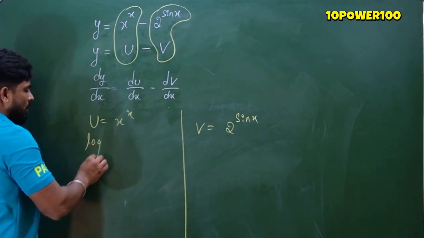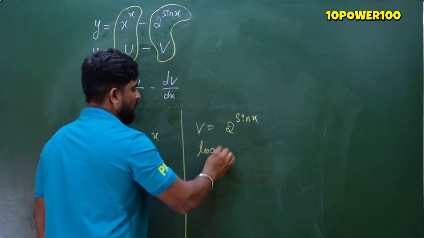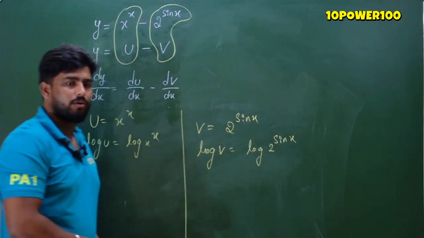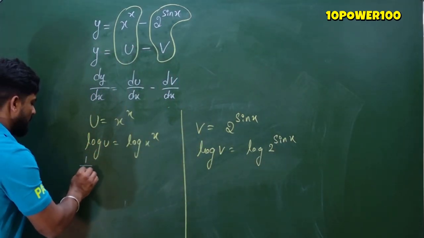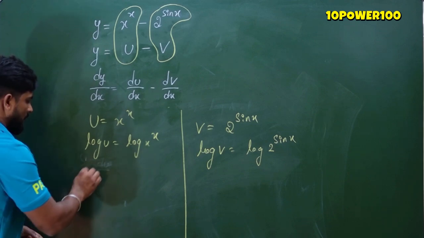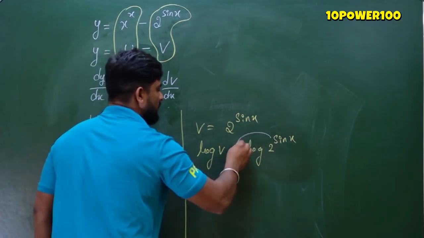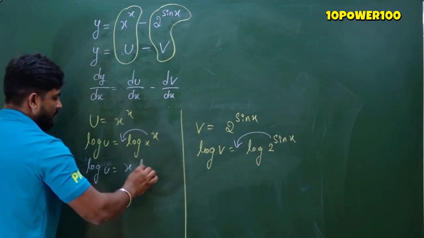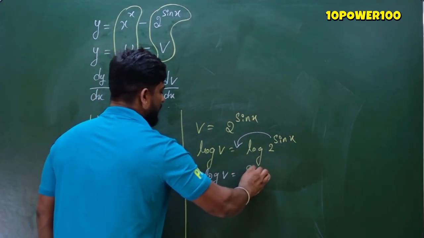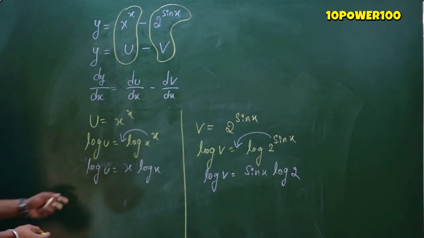So log u is equal to log x to the power x, and here log v is equal to log 2 to the power sin x. Before that we have to write one step: log u is equal to x will come down, and here sin x will come down. So let's write that step: x into log x, and log v is equal to sin x into log 2. Okay, so now it's ready to differentiate.